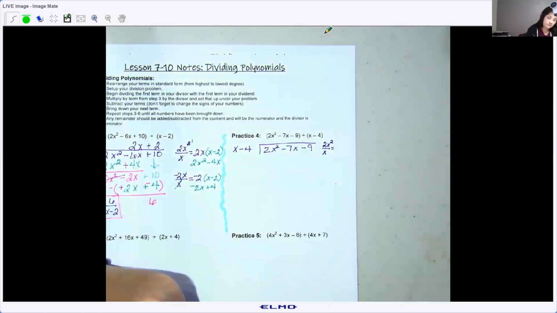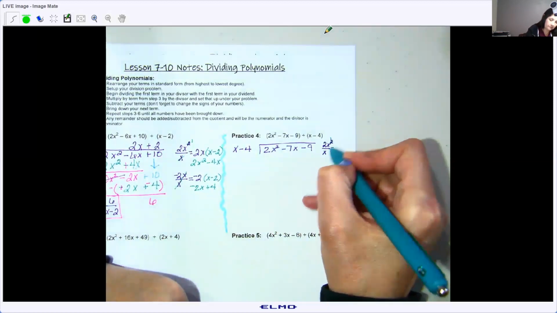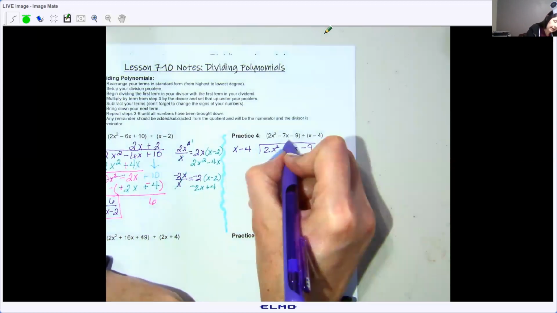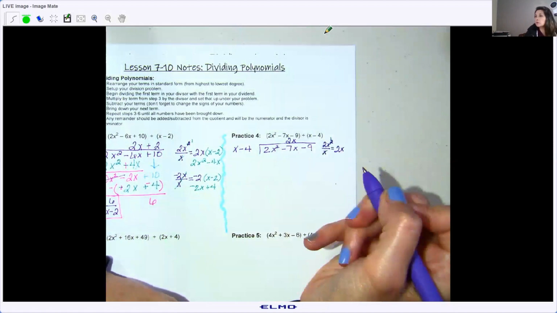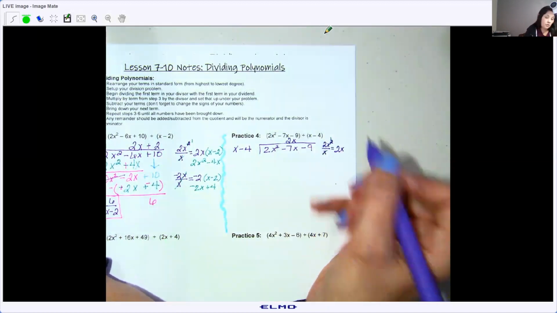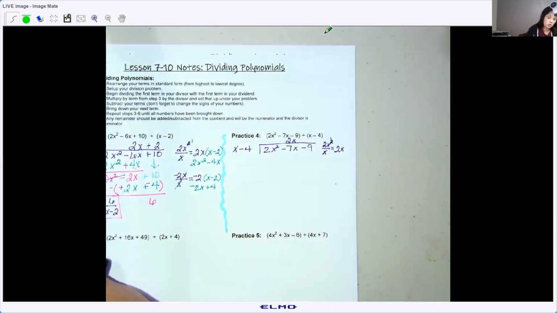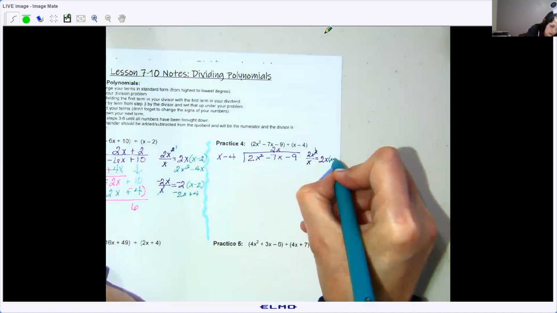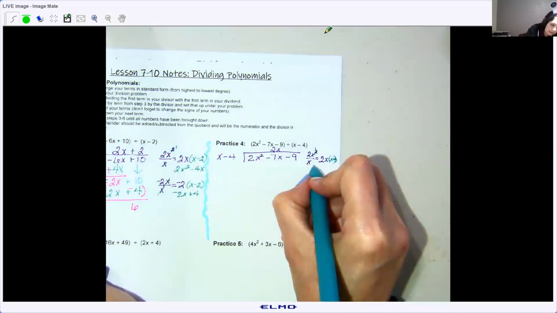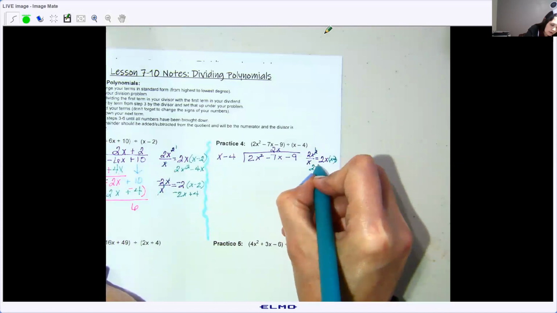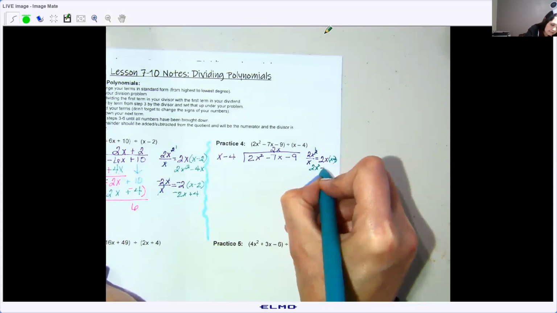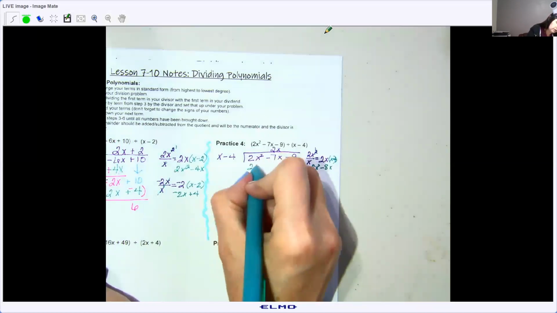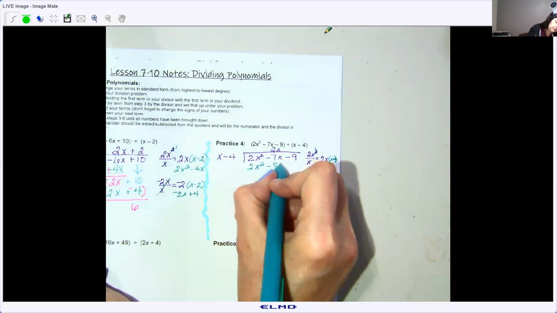And that gives us 2x. And so I'm going to place that here. It's kind of hard to see because I wrote it so close to that. Now I'm going to take and multiply 2x times x minus 4. I ran out of space. So I get 2x squared minus 8x. Okay, so 2x squared minus 8x.